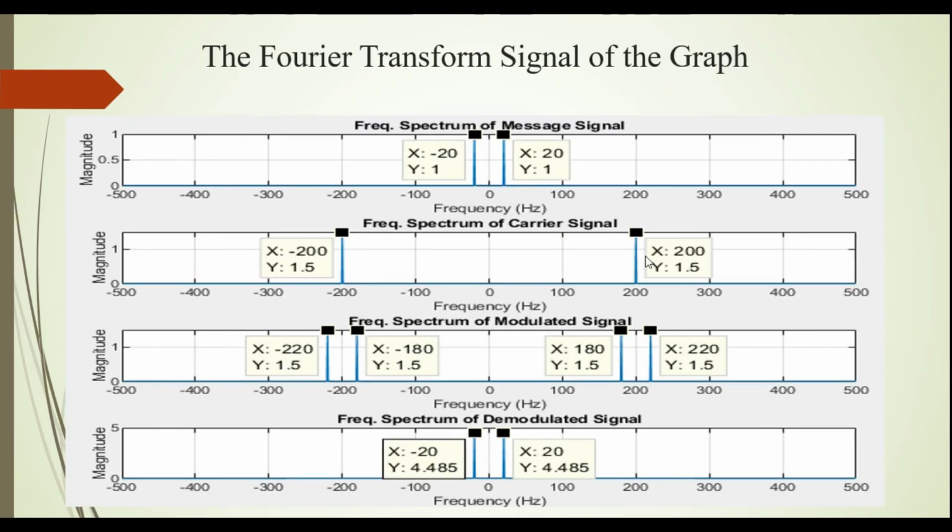So here's the Fourier transform of the signals in the graph. As you can see, we get a pair of signals for the message signal spectrum and the carrier signal. But for the modulated signal, we get 2 pairs of signals. And for the demodulated signal, we also get a pair of signals. Here the y-axis indicates the amplitude of the signal.